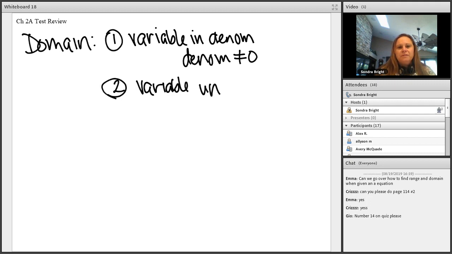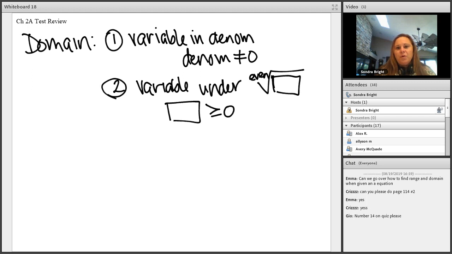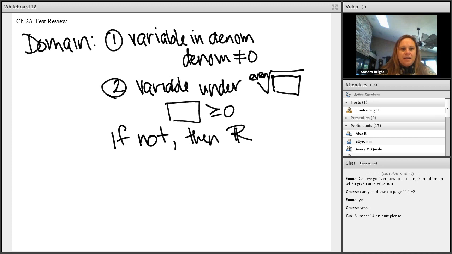a rad? Let me make that more clear. Under an even indexed radical. Because a cube root, it doesn't matter. But a square root or a fourth root, you need to make sure that what's underneath the rad must be greater than or equal to 0. And if you don't have either of those two things, then your domain is all real numbers. All real.